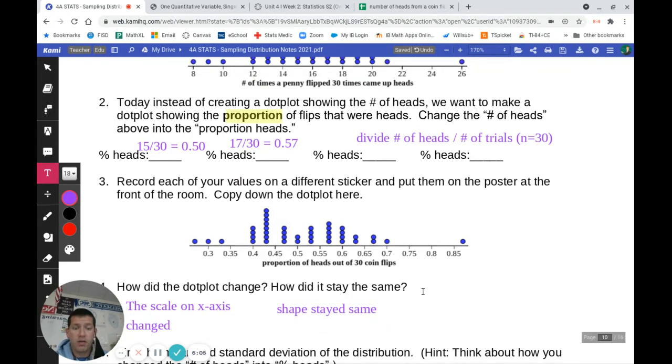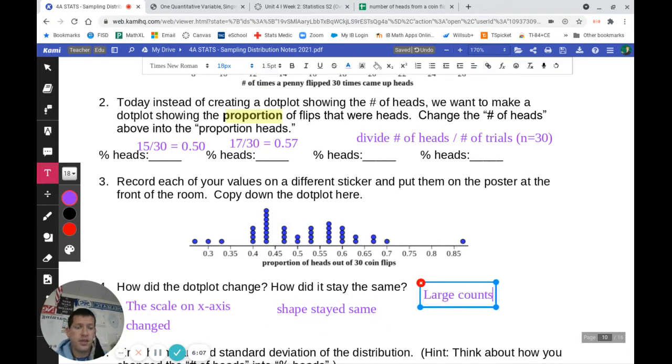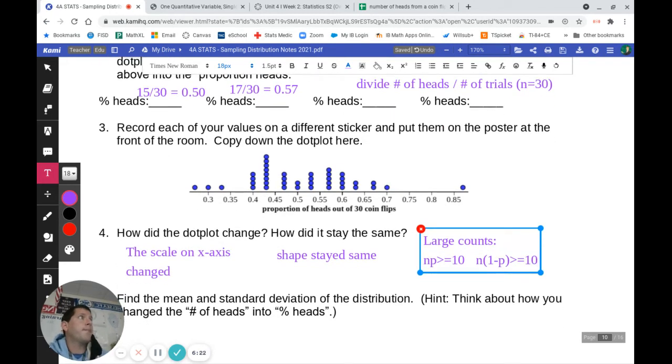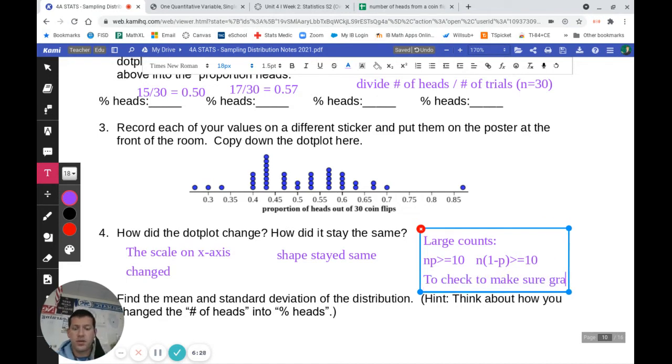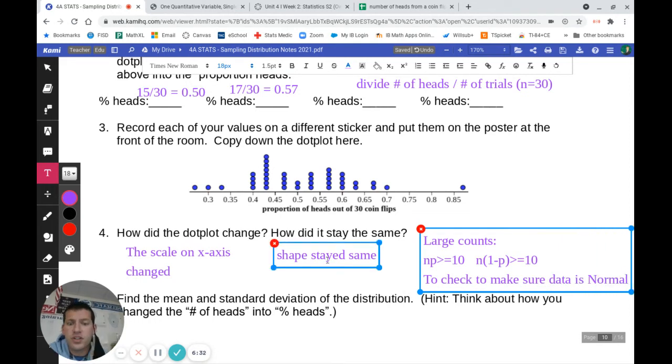We can also check our large counts again, and that should be the same. We should have n times p greater than or equal to 10, and n times 1 minus p is still going to be greater than or equal to 10 as well. This will give us the 15, 15 as well. So that helps us make sure the data is normal. So our shape stayed the same.